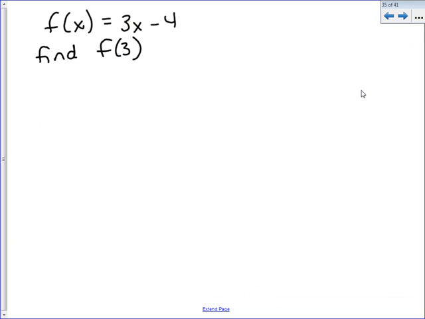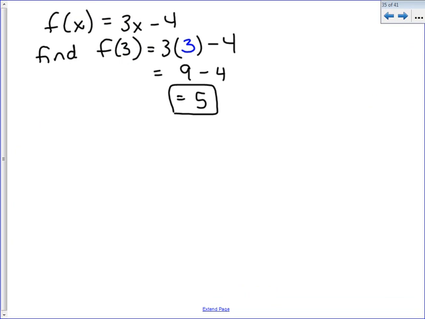So remember that f of x is just notation that tells us we have a function f and the variable in it is x. And then when we're asked for f of 3, all you have to do is wherever that x was, go in and replace it with a 3. Copy everything around it. And then, in this case, it's simplify, evaluate. We have 9 minus 4 gives us 5. Any questions?